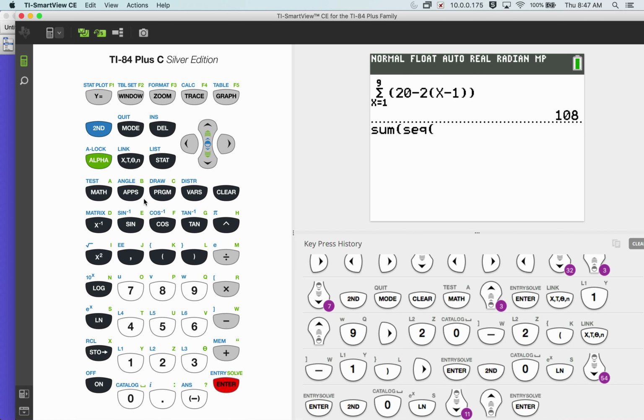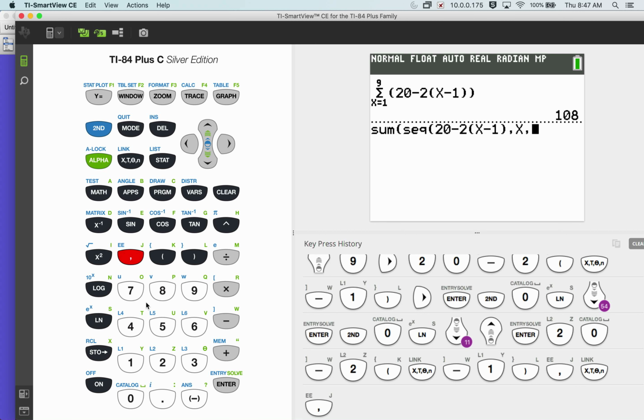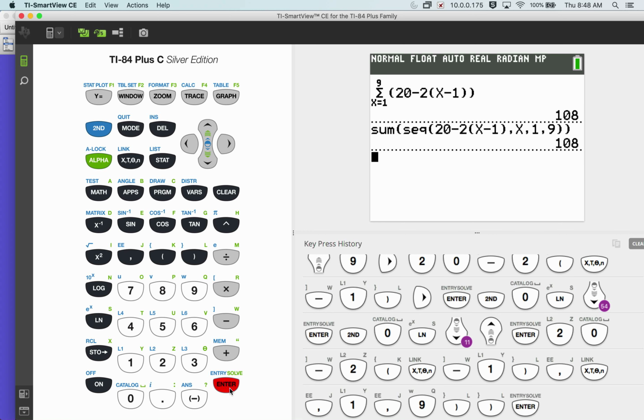and here's where we can plug in our sequence. 20 minus 2 times x minus 1. Then we're going to use a comma, declare our variable as x, and say we want to go from 1 to 9. I think every parenthesis matched there. I think I need one more. And we get 108 again. So that's pretty tough. I'm not expecting you guys to do that in the quiz or anything. Just wanted to show you that it is possible. All right, let's move on.